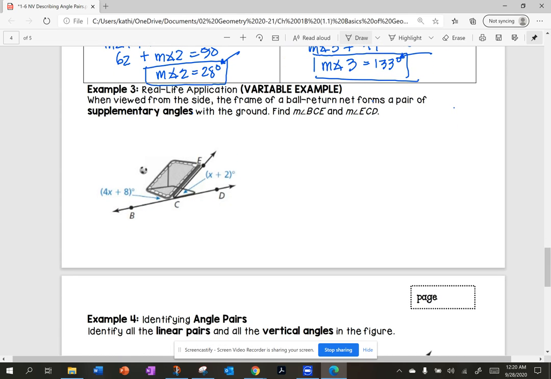All right, let's try a word problem. When viewed from the side, the frame of a soccer ball return net forms a pair of supplementary angles with the ground. Find the measure of angle BCE and the measure of angle ECD.